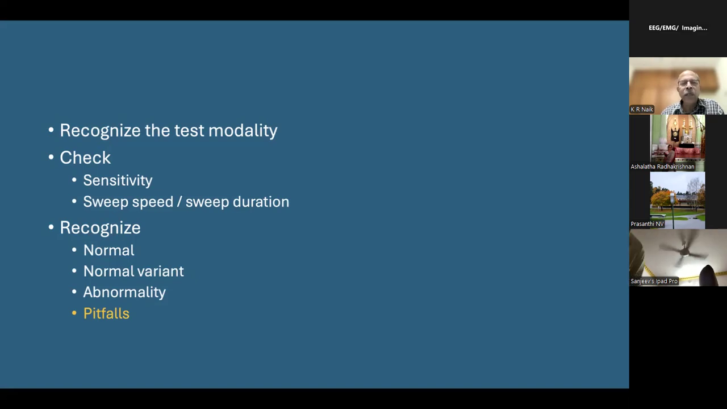Then you have to identify whether the information provided is within normal limits, or is a normal variant like in EEG, or is abnormal. And if there are any technical abnormalities or pitfalls committed by the technician who has done the study, you should be able to identify that. I'll be showing only one of them for the pitfalls, but subsequently most of them are looking at normal or abnormal phenomena in the EMG and the conductions.